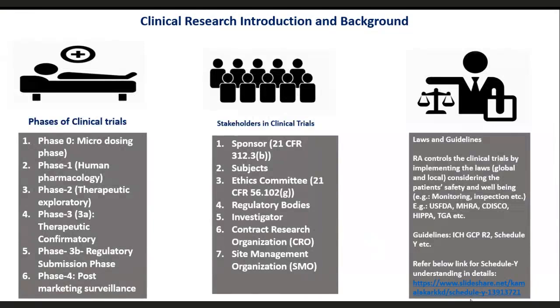Likewise, for Australia, TGA is the regulatory body. TGA means Therapeutic Goods Administration. For the USA, there is the US FDA, the United States of America Food and Drug Administration. Every country has its own regulatory bodies who give the approval for clinical trials and also control the clinical trials by implementing the laws, which are directly considered for the safety and well-being of the patient. So they will not compromise any single thing for the safety of the patient.